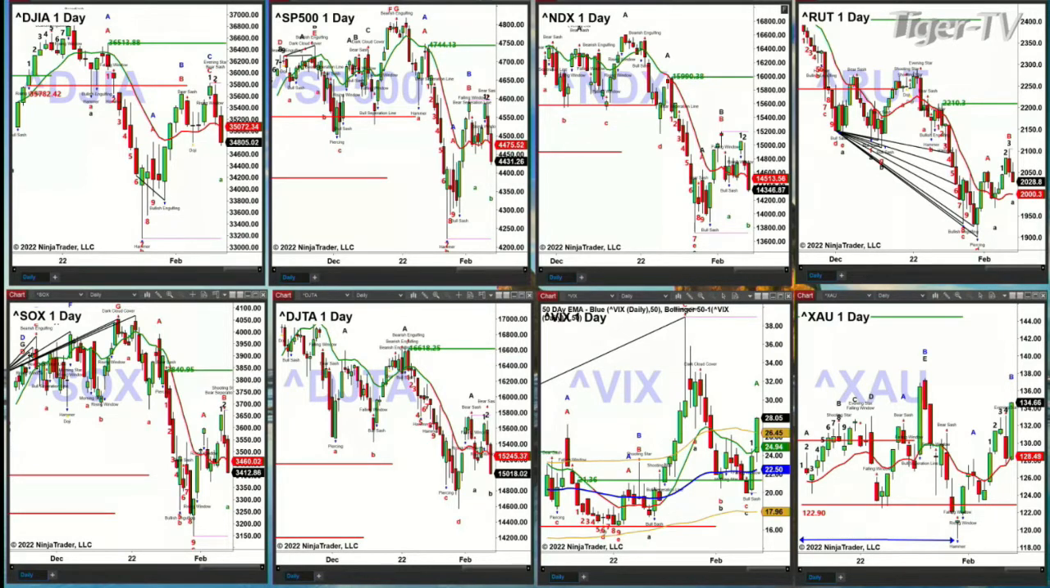Right now, you can see that price is below the red oscillator and change line from the Dow, the S&P, the NASDAQ 100, not the Russell, but for the semis, for the transports. That's all that you need to know. It's for the New York Stock Exchange and the NASDAQ Composite as well. Those charts are not on the screen out here.